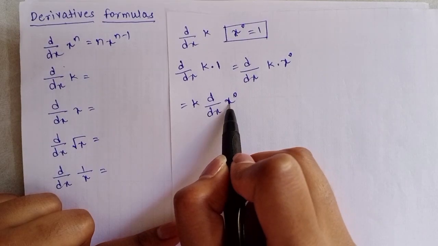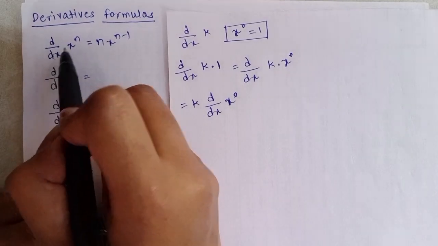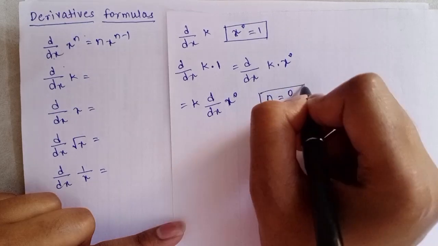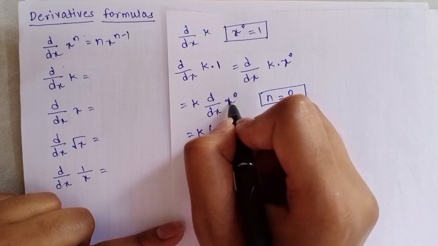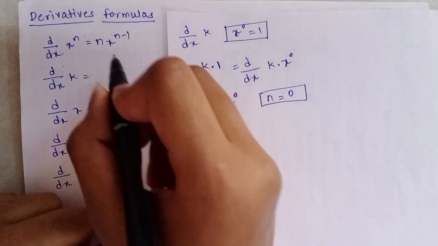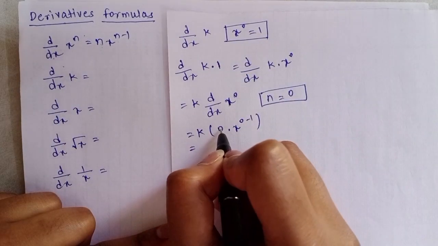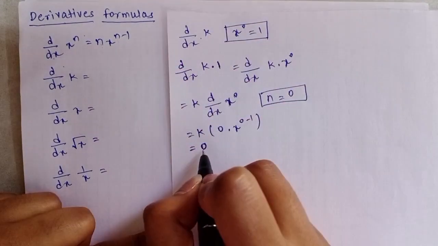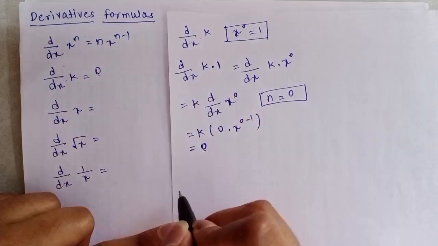Now we can compare that derivative of x raised to 0 is similar with derivative of x raised to n, and n is equal to 0 here. So its answer can be k into n, that is 0, into x raised to n minus 1, that is 0 minus 1. And if we multiply any number with 0, we get answer as 0. That's why derivative of constant is 0.